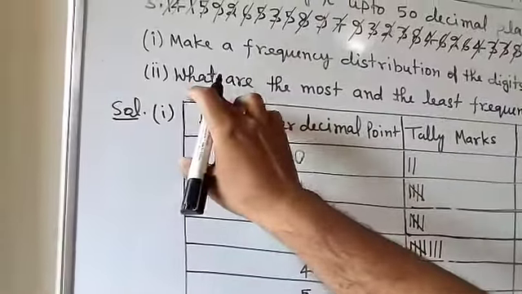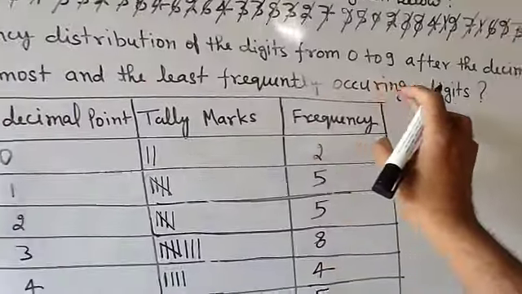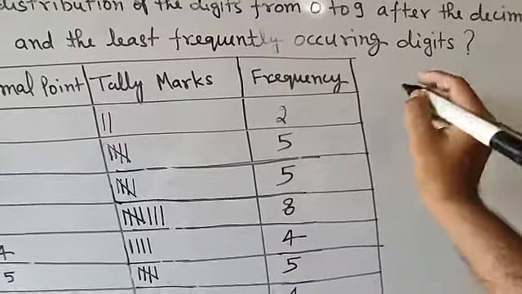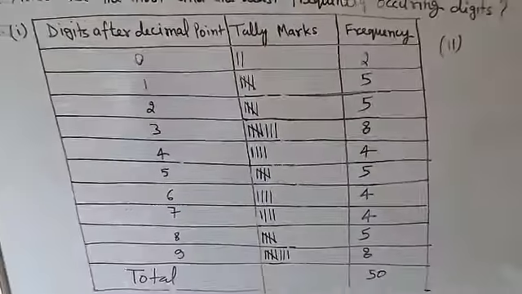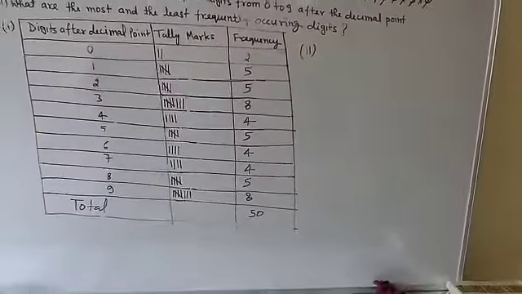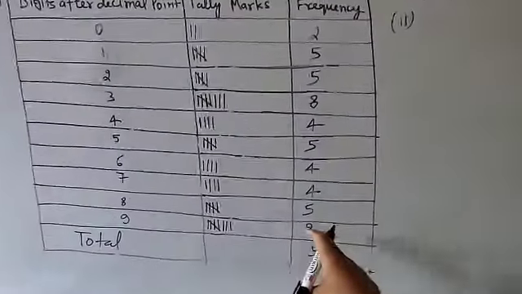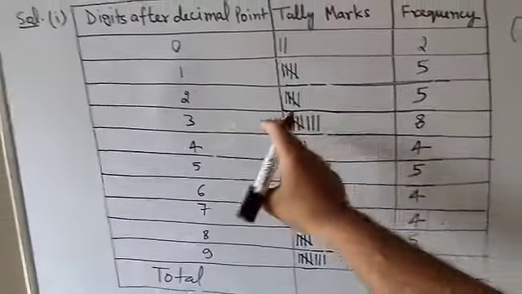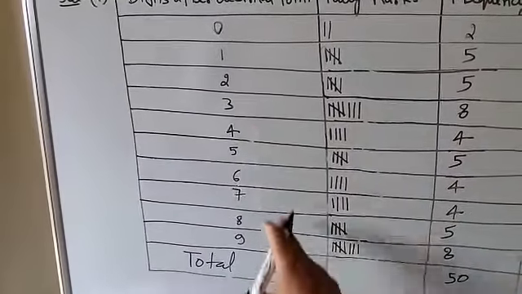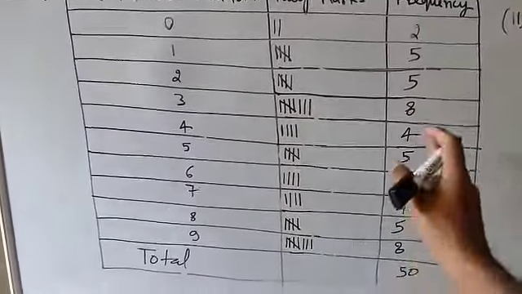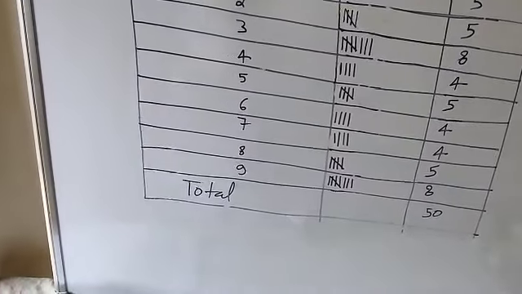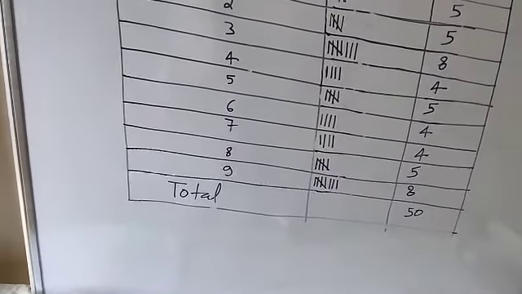In the second part it asks what are the most and least frequently occurring digits. So which digit is going to occur the maximum number of times? Here 3 and 9 occur 8 times. So 3 and 9 are the most frequently occurring digits.